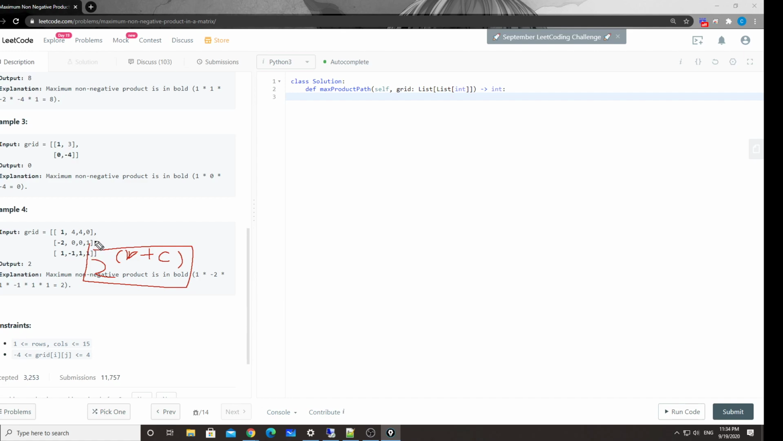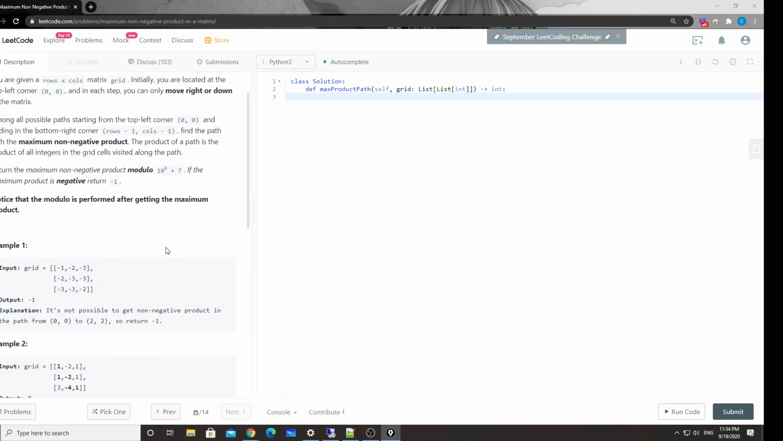TLE. Even though you can do a simple branch cutting, by maybe every time you see a zero, you can just stop that branch because you know that branch will definitely have a zero. So basically we can just update the final answer with a zero. But still, the worst case scenario is still 2 to the power of rows plus columns. So we need a better solution.